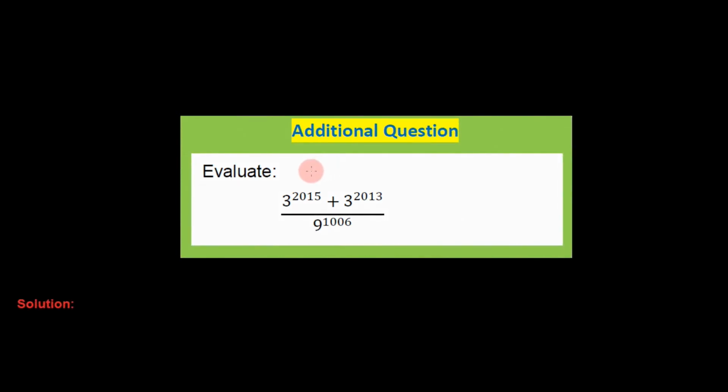Let's look at your answer to this question. We have to evaluate this expression, and we're going to use common factors. So in the numerator, we're going to take out a common factor. And it's going to be 3 to the power of 2013, in other words, a number with a smaller power. So 3 to the power of 2013.